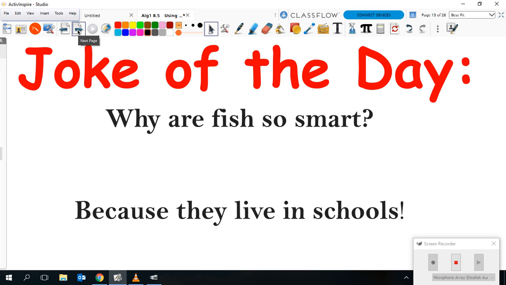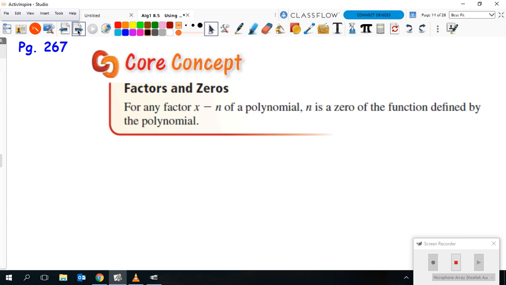All right, moving on. Factors and zeros. That's our core concept on page 267. What we're going to notice here is that they are one and the same. For any factor, like x equals some number, x equals 3, x plus 2, something like that, a polynomial, the n is a 0 of the function defined by the polynomial, which means a 0 of the function is an x-intercept. Okay, so just keep that in mind.